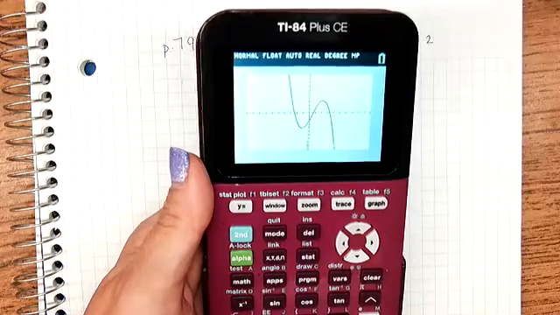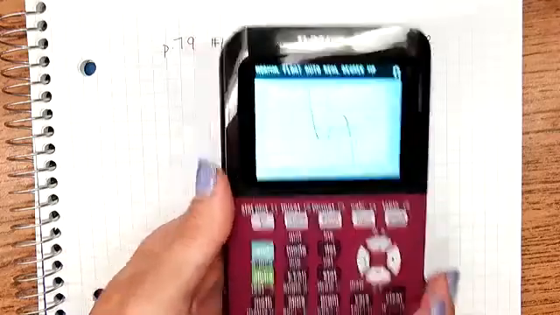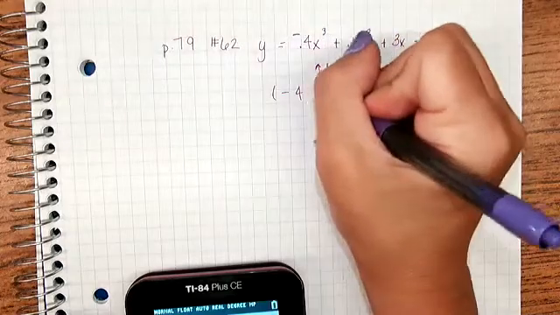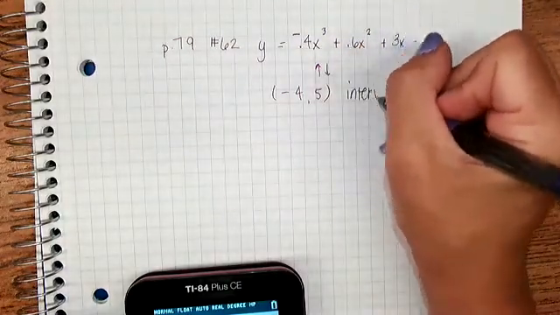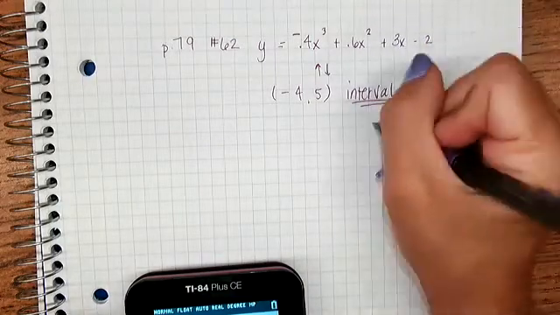Okay, so the problem asks you to specifically look at the interval from negative 4 to 5. Keep in mind that this is an interval. This is not a point on the graph.